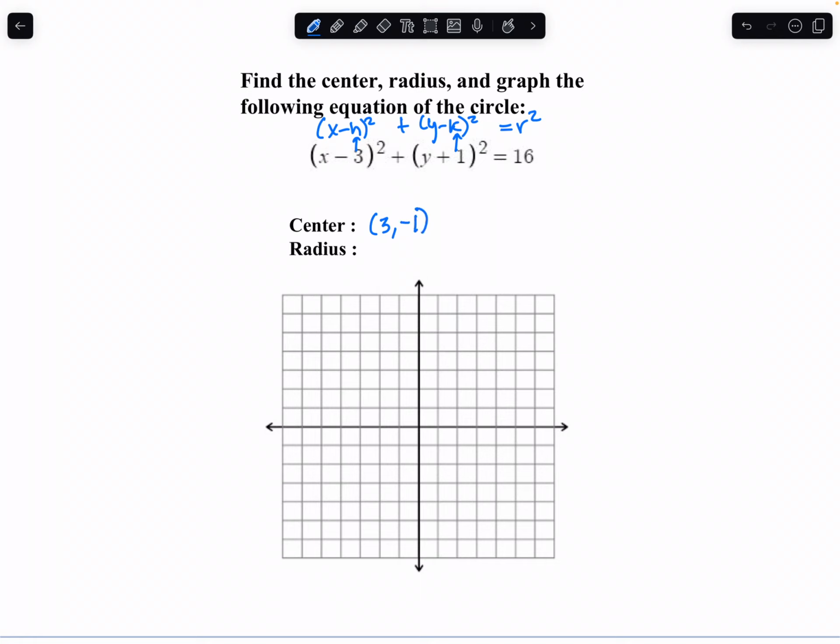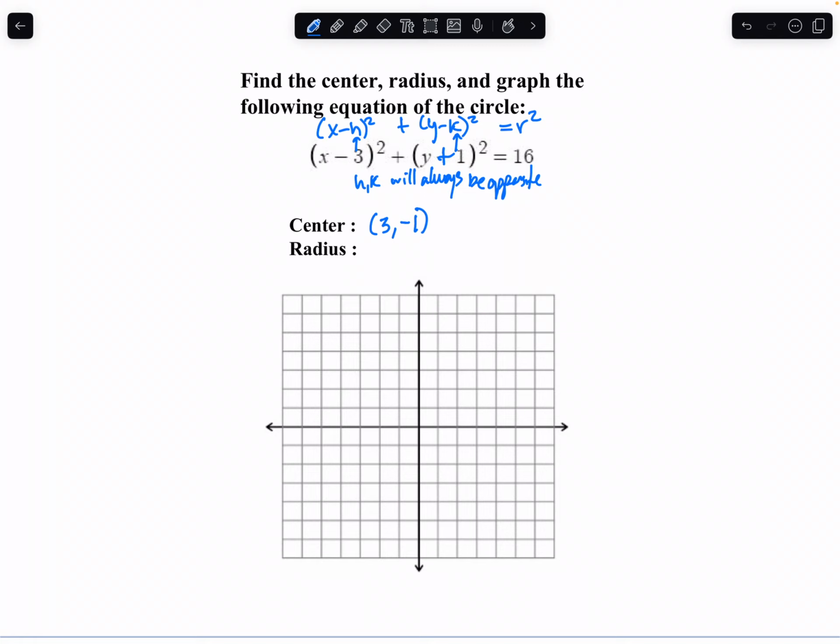The h and k will always be opposite, because the minus changes the sign, right? Minus a negative made it a plus. Therefore, that means that this plus 1 meant it was a minus a negative value. And that's how we get that -1 for our center.